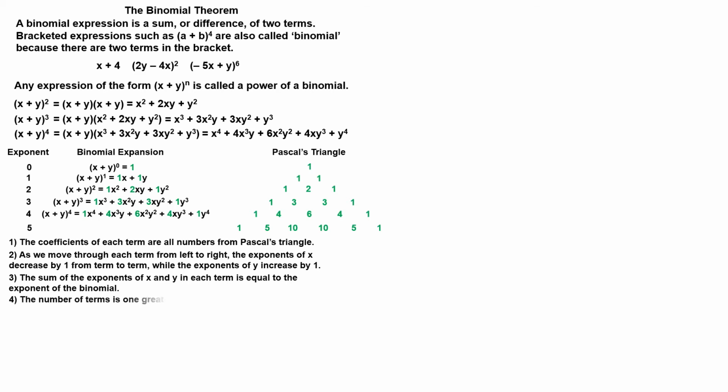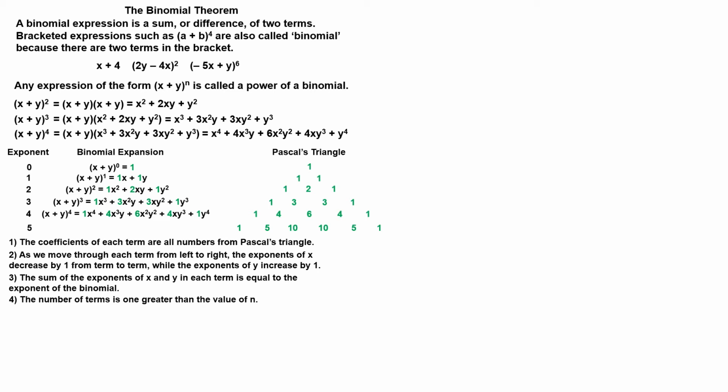The fourth pattern is that the number of terms is 1 greater than the value of n. For example, when the exponent is 2, the expansion has 3 terms. When the exponent is 3, the expansion has 4 terms, and so on. We can use these patterns to expand any binomial.